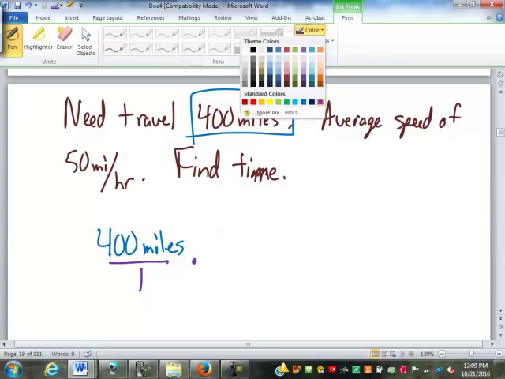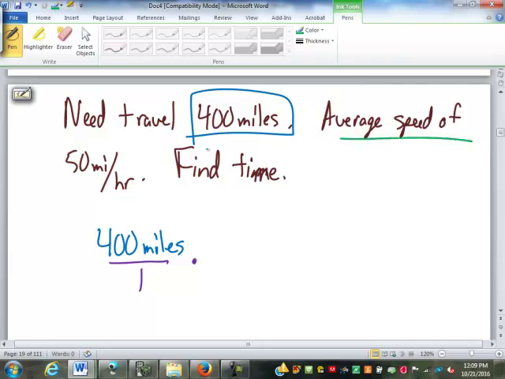I am going to use my average speed of 50 miles per hour to convert it. Now, when I'm doing a unit conversion, I'm getting rid of one unit and changing it to another. So I have miles, so that means I'm probably going to be getting rid of miles and changing it to what I'm trying to find. Well, I'm trying to find time. Hours would be time, so changing it into hours does work. So what that means is over here I'm going to put miles on bottom and hours on top.